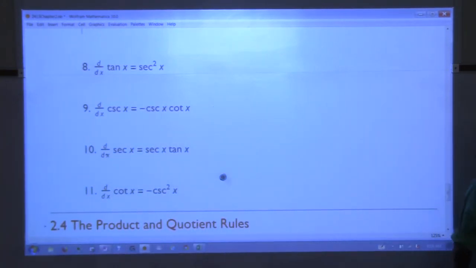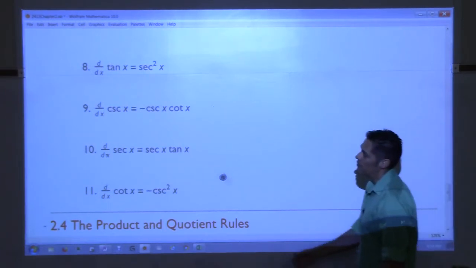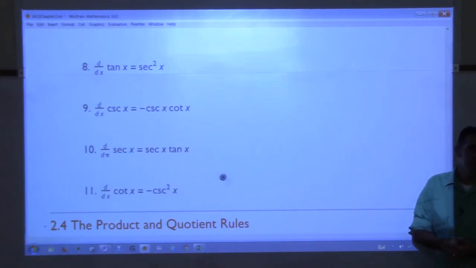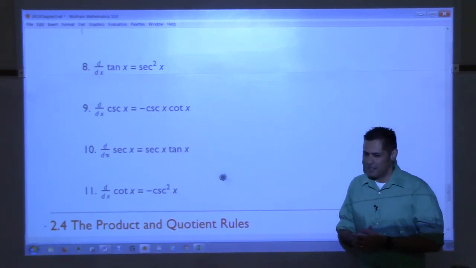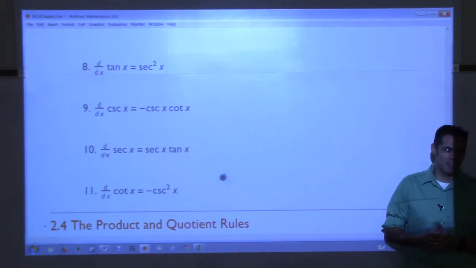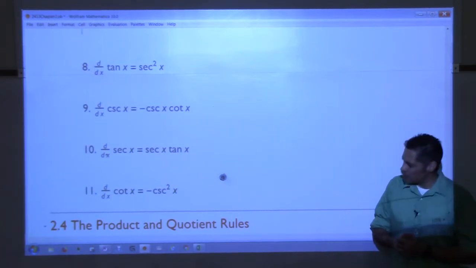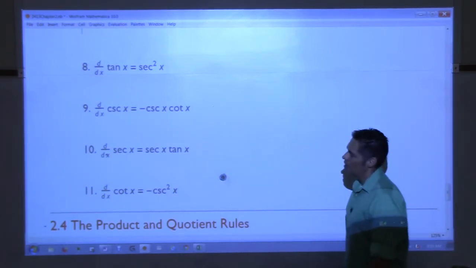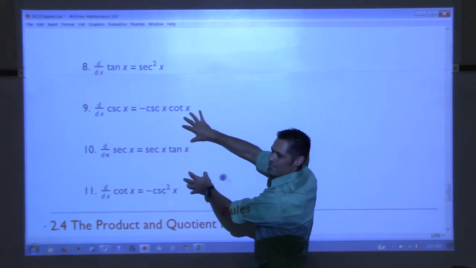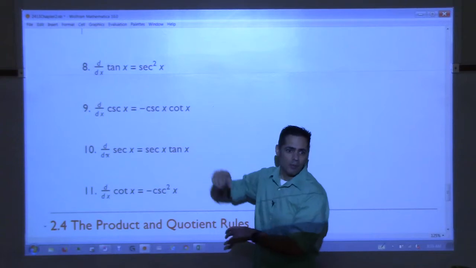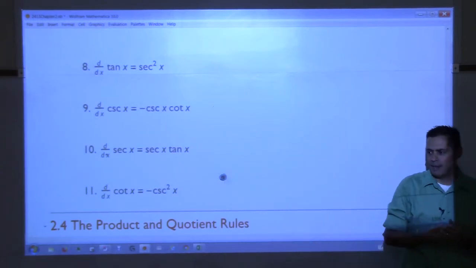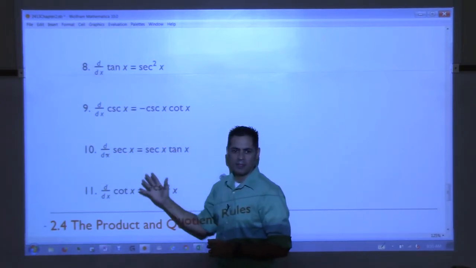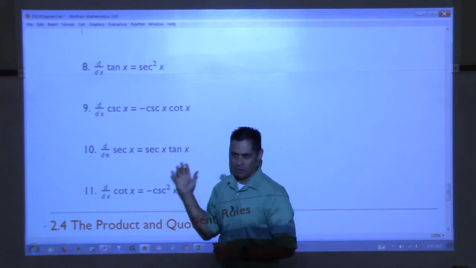And then you have the rest of them. Derivative of cosecant x is negative cosecant x cotangent x. The derivative of secant x is secant x tangent x, and the derivative of cotangent x is negative cosecant squared x. I haven't used those in a while, so there we go. I don't care so much that you memorize these right now as I want you to memorize the ones for sine, cosine, and tangent. But definitely when you get to calculus 2, the more you can remember these, the easier it's going to be.